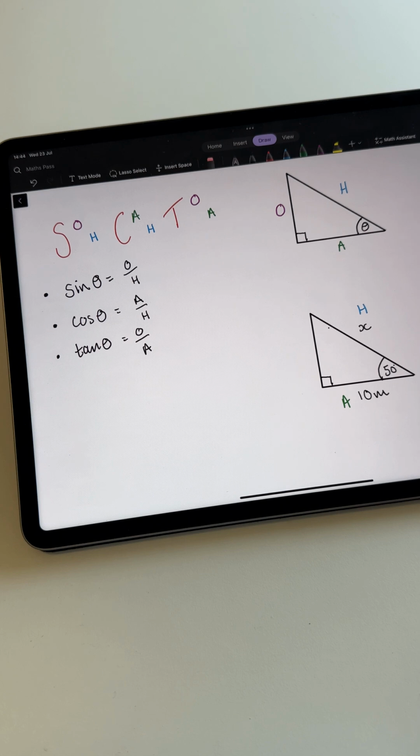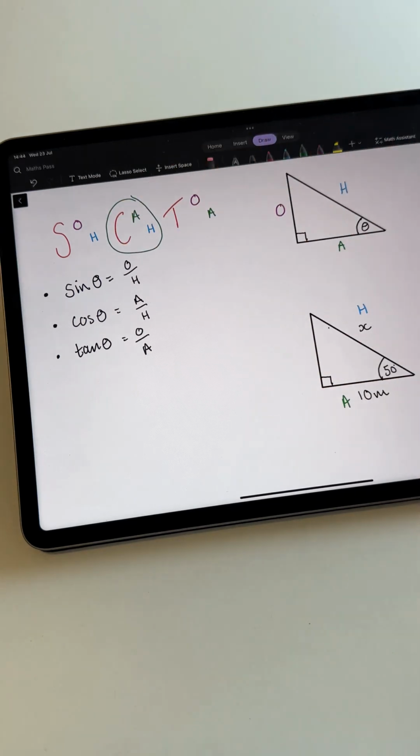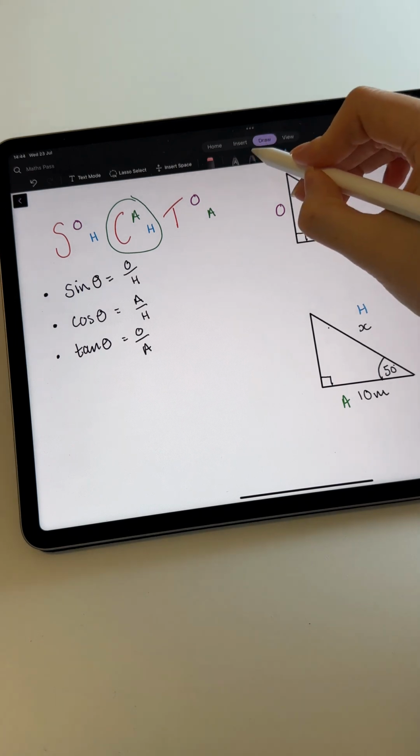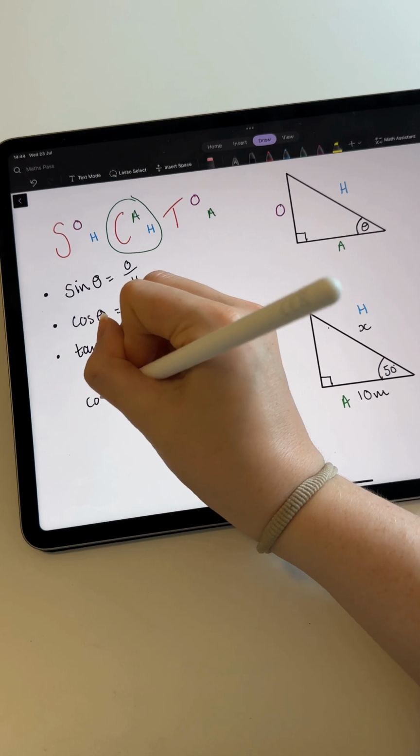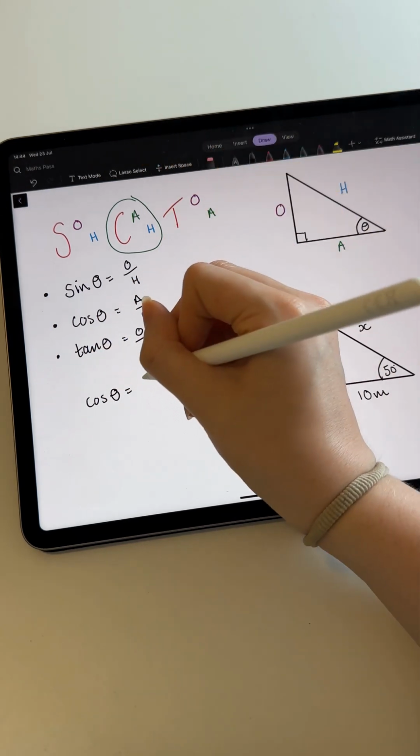Now that we've labelled our triangle, we want to use SOHCAHTOA to decide whether we're using sine, cos or tan. That means we're looking for the one that has an A and an H in it, and that gives us this middle part here, our CAH. So now that we've decided we're going to be using cos, you want to write down your equation: cos of an angle, which we call theta, is equal to your adjacent over your hypotenuse.